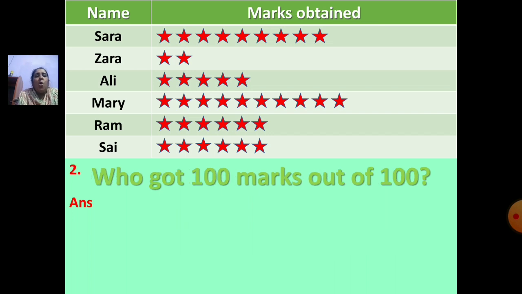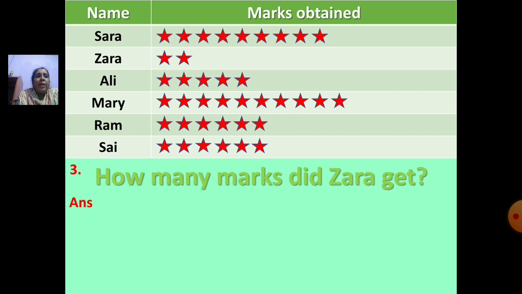Now next question. Who got 100 marks out of 100? Now you have to count the number of stars. Okay. 1 star stands for 10 marks. So who had got 10 stars, that child must have got 100 out of 100. So where you see more number of stars? What is the answer? Count the number of stars. Yes, you can find out. Yes, what is the answer? Mary. In front of Mary's name, you can count how many stars are there? 10 stars. It means Mary has got 100 out of 100 in maths.